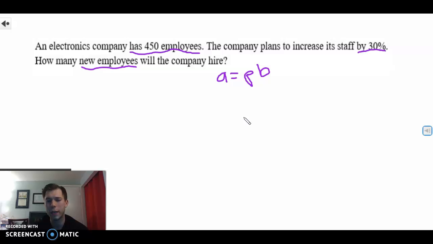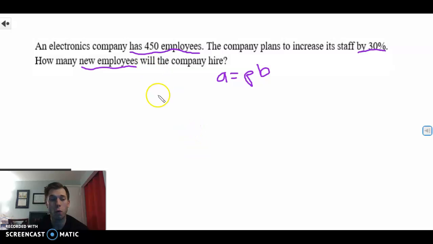Okay? So we need to determine if we're looking for the part or the whole. We know that we're not looking for the percent because it gives us the percent here. It wants to increase the staff by 30%. So you're going to have to ask yourself, you need to find the new employees. What does 450 employees currently represent? Okay. I want you guys to go ahead and take a moment and think about, is 450 the part or the whole in this question?